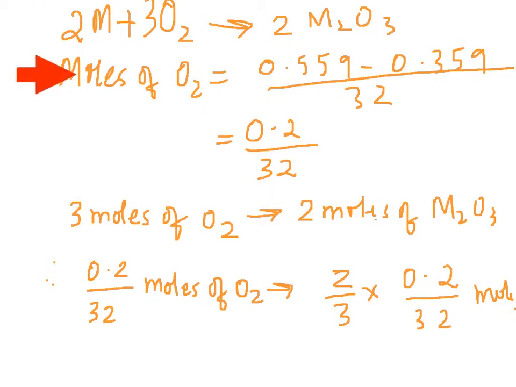First, let's compute how many moles of oxygen are reacting. So if 0.559 grams is oxide formed, of which 0.359 is the metal, the difference, which is 0.2 grams, is oxygen by mass conservation. And therefore, the number of moles of O2 is 0.2 by 32. Now, 3 moles of oxygen form 2 moles of the oxide from this balanced equation here. And therefore, this number of moles, 0.2 by 32, will form 2 by 3 into 0.2 by 32 moles of the oxide, by stoichiometry.